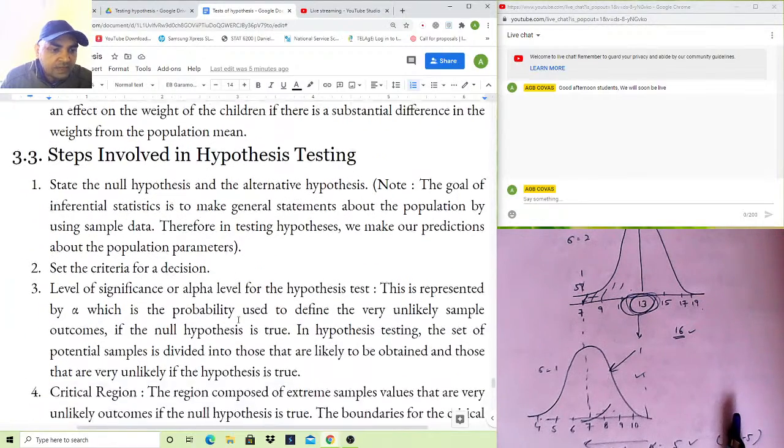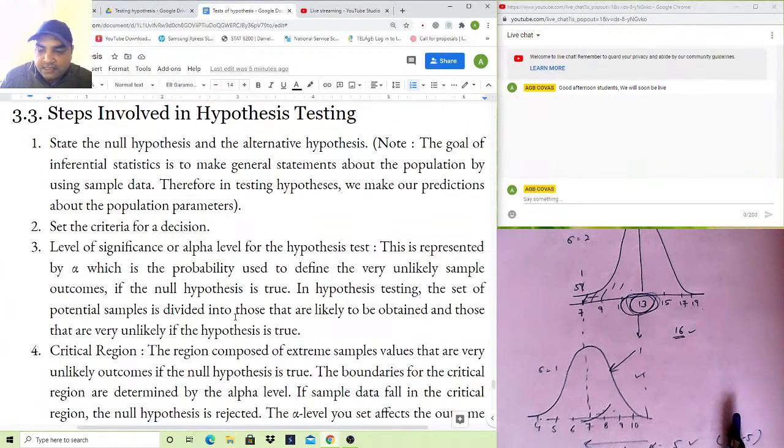So what are the steps involved in hypothesis testing? State the null hypothesis and the alternative hypothesis. Note, the goal of inferential statistics is to make general statements about the population by using sample data. Therefore, in testing a hypothesis, we make our prediction about the population.